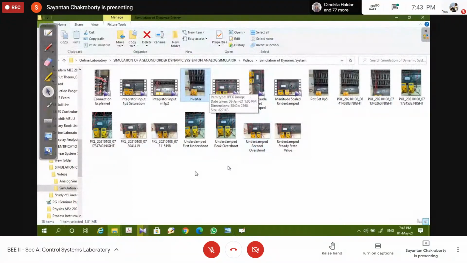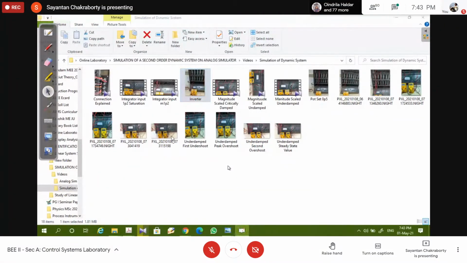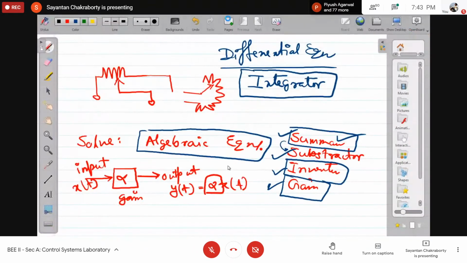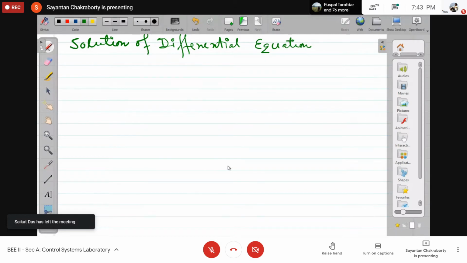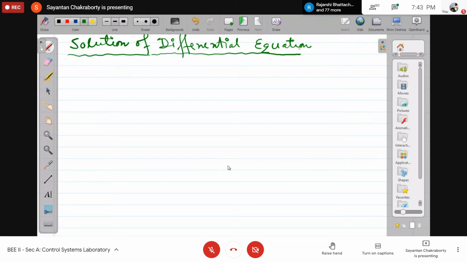So what is more important is the solution of differential equations or integral differential equations. Let us consider a simple example, and then I think that will be much easier to follow rather than going for this elaborate discussion.